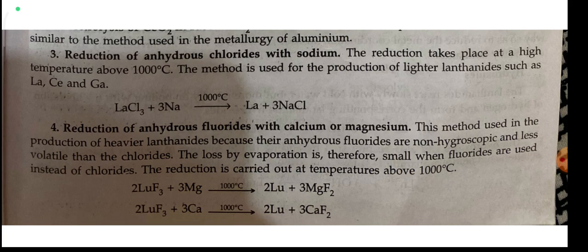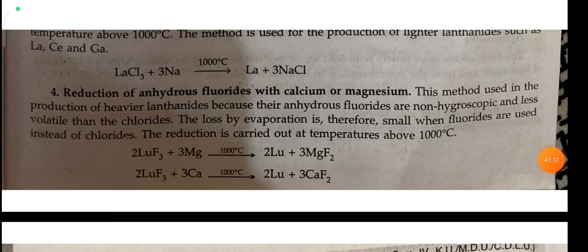Reduction of anhydrous chlorides with sodium. The reduction takes place at a higher temperature, above 1000 degrees Celsius. This method is used for the production of lighter lanthanides such as La, Ce, and Pr. LaCl3 plus 3Na at 1000 degrees Celsius gives La plus 3NaCl.